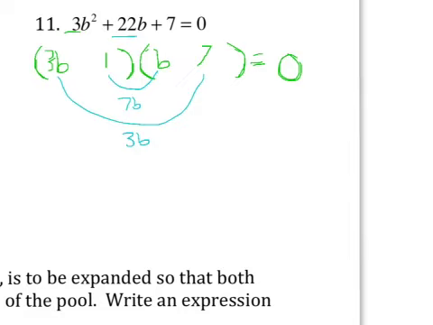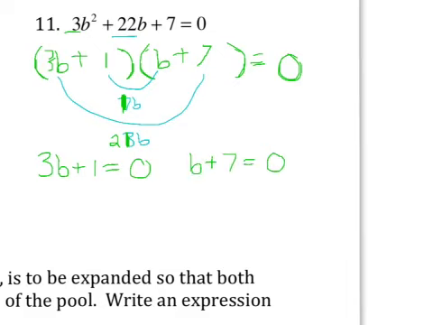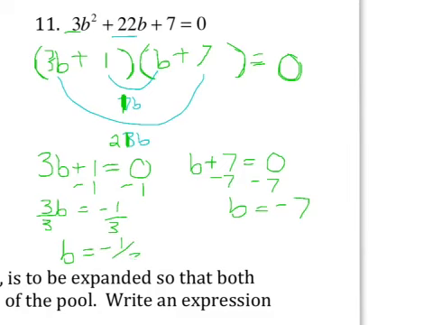So if I multiply 1 and b together, that gives me a 1b. And the 3 and 7 give me a 21b. So if I add those together, that's better. That's 22b. That's what I was looking for. So I have 3b plus 1 times b plus 7. And now I need to take each factor and set it equal to 0. So I'm going to get b equals negative 7, and b equals negative 1/3.